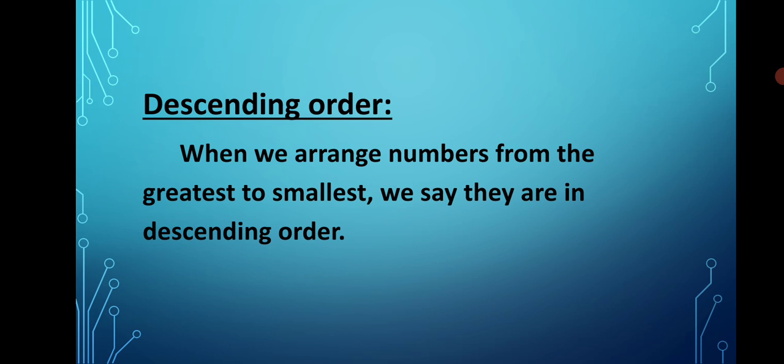Descending order. What is descending order? When we arrange numbers from the greatest to smallest, we say they are in descending order.